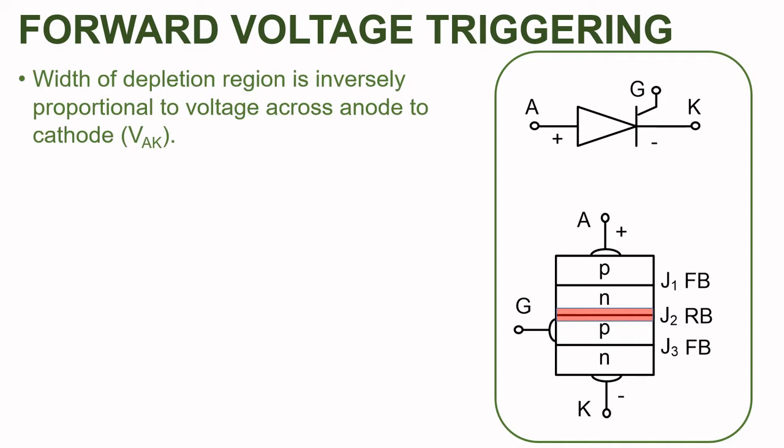Width of the depletion region is inversely proportional to the voltage across anode to cathode. If we keep on increasing the voltage across anode to cathode, width of the depletion region goes on reducing. This can be experienced from the animation shown in the figure. Let us start increasing the voltage from anode to cathode.